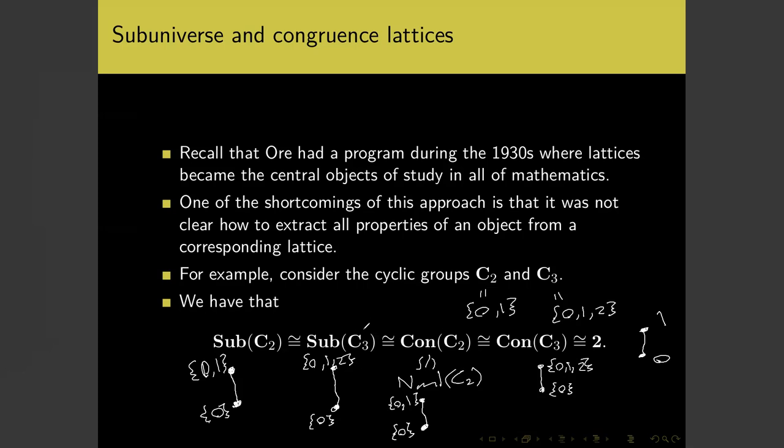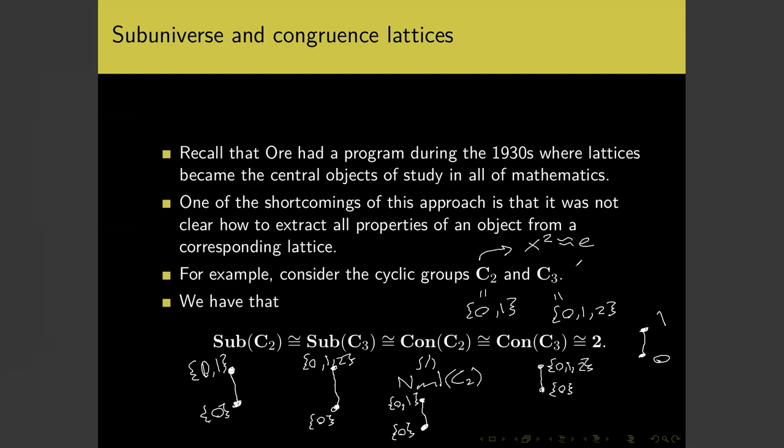And so even if we have two groups, and we have the subalgebra or subuniverse lattice for those groups and the congruence lattice for those groups, and we understand what those are, it's possible that those are all the same for two different groups, and those two different groups are not the same mathematical object. Because, for example, C2 satisfies this identity, say x squared is the identity, if we're doing multiplicative notation, but that's not satisfied by the cyclic group of order 3, which has elements which do not square to the identity.